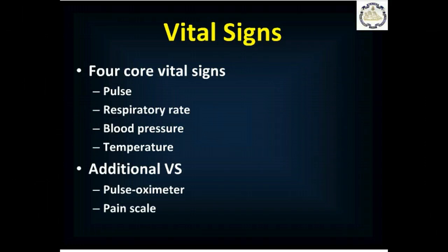So your 4 core vital signs are a pulse, heart rate in beats per minute, a respiratory rate, breath rate in breaths per minute, blood pressure, and a temperature. Additional vital signs or ancillary vital signs can include a pulse oximeter, which measures oxygen saturation of the hemoglobin, and we'll talk more about what that means, and a pain scale.